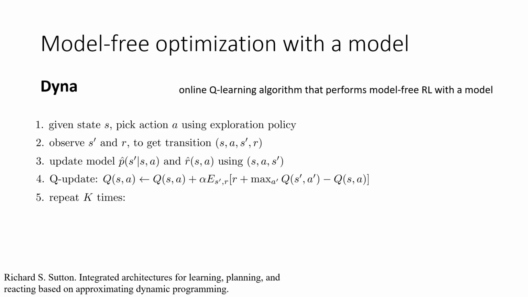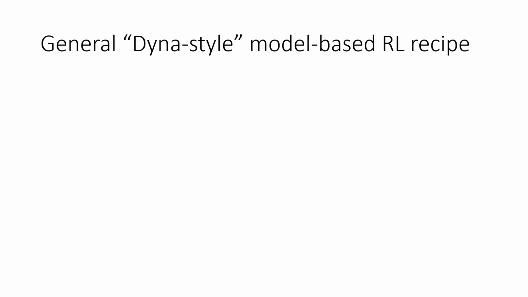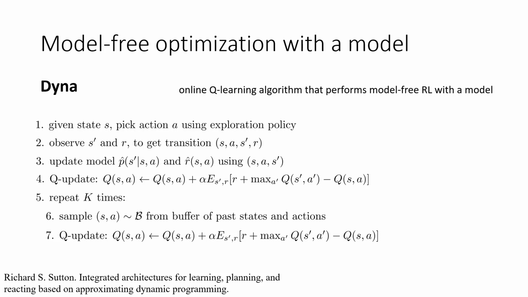But then here's the new thing. At this point, Dyna is going to repeat this model-based procedure k times, where k is a hyperparameter, where it'll sample some old state and action from the buffer, basically from previous states and actions that you've seen, and then it will resimulate the next state for that state and action using the learned model. So the expression here is exactly the same as the Q-function update before, except that S prime and R now are going to come from the learned model P hat and R hat. So this is the Dyna procedure.